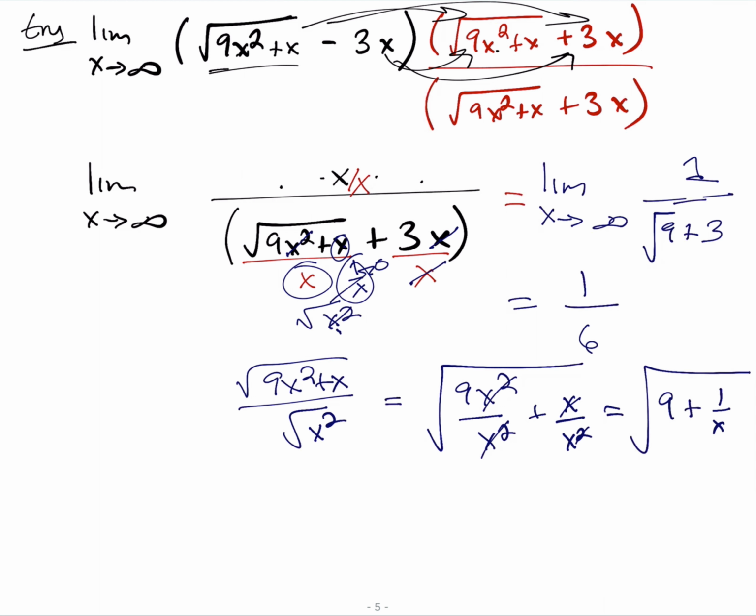Here, this one cancels with one of those. So then you take the limit, right? So as x goes to infinity, 1 over x goes to 0. And so that's where it went. So that's where the square root of 9 comes from. Any other questions with that?